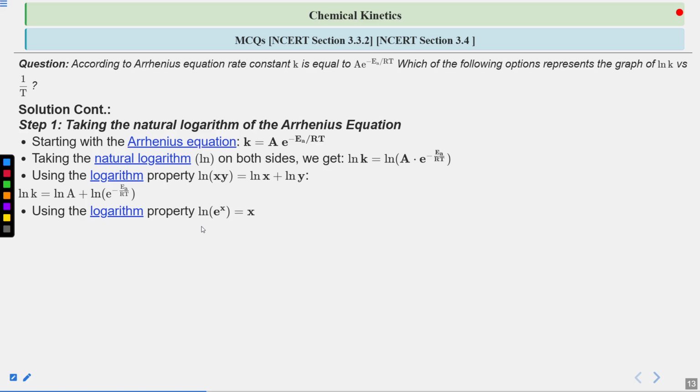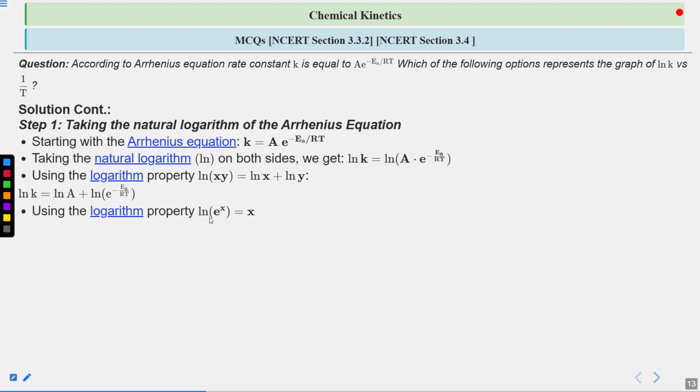Basically here ln base e and e to the power x is present. So the log property is that if there is a power inside the ln, the x in the power will go into the multiplication, so it will become x ln e. Whatever is present in the power in the exponential form will go into the multiplication, so it will become x multiplied by ln e.